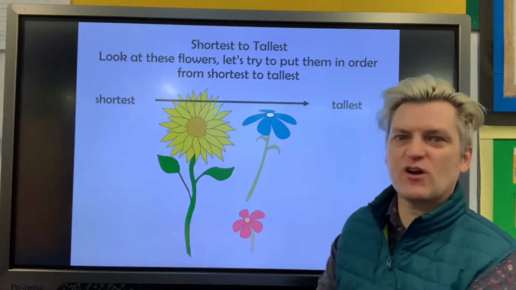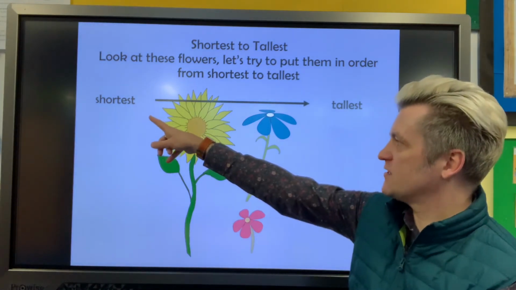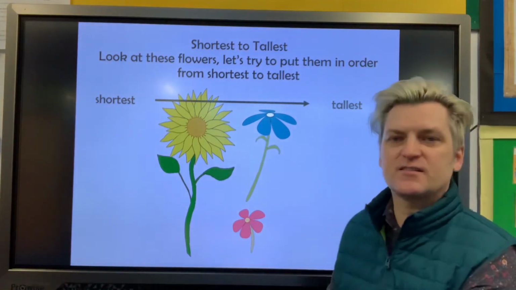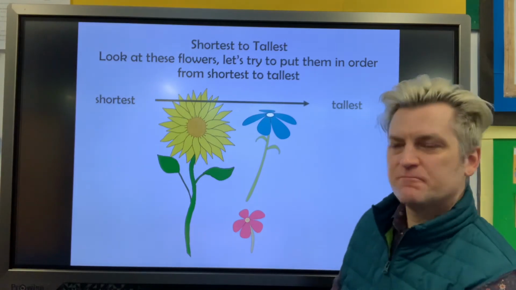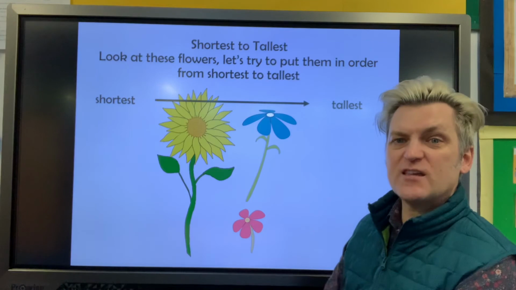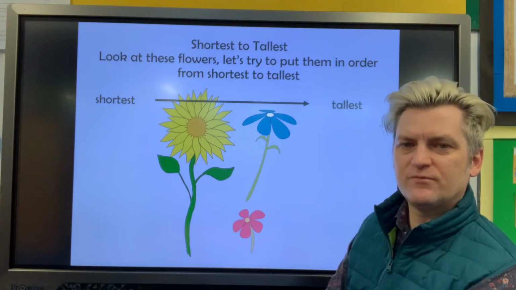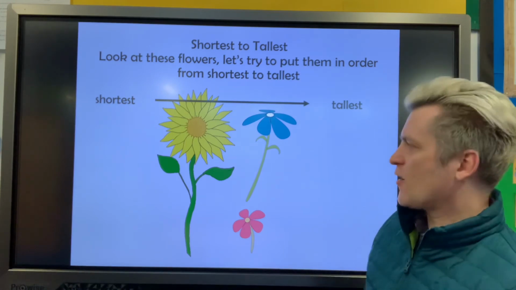Now, I'm going to try and put these flowers in order. I'm going to put them from the shortest to the tallest. So have a quick little think. We've got a pink flower, we've got a blue flower and a yellow flower. Which is the shortest one? And which is the tallest one? Watch and see where they go.